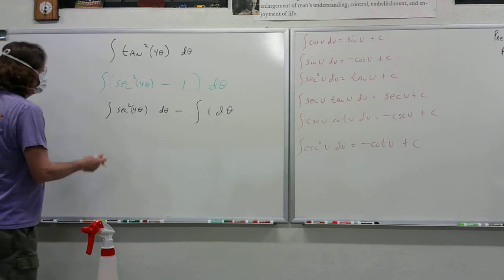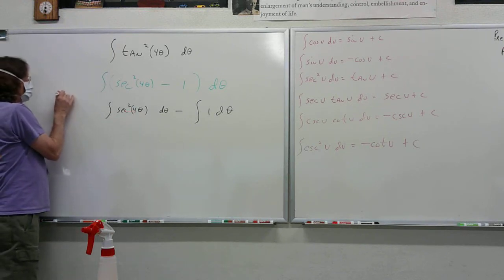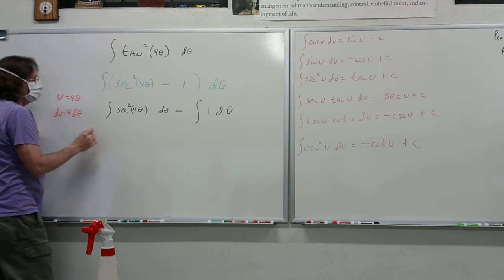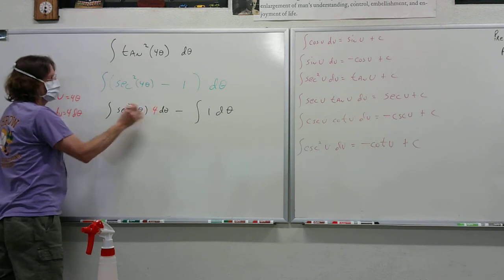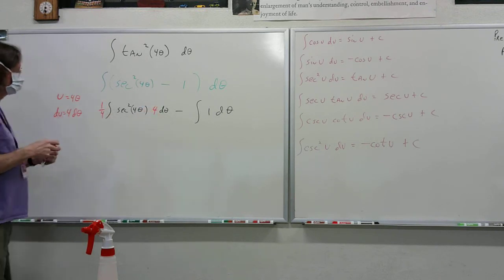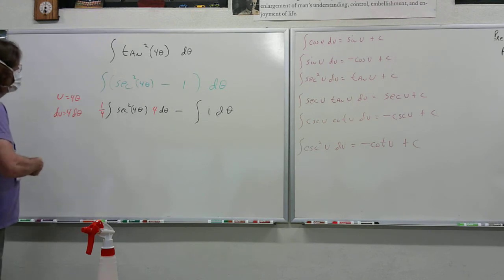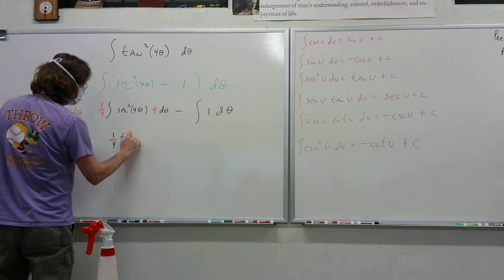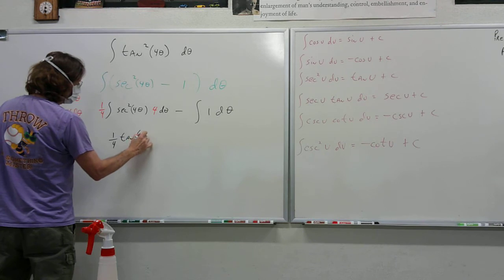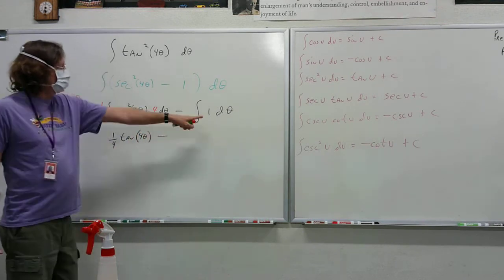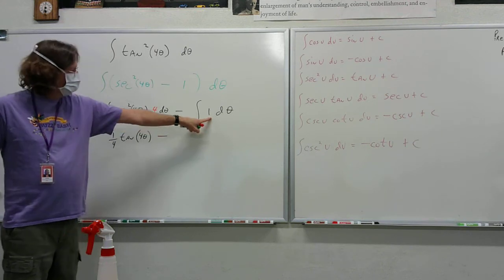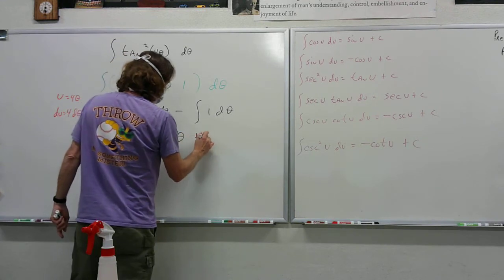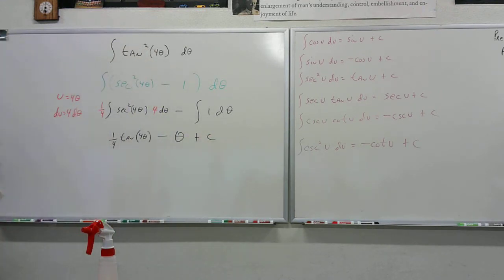To do this one, what do you think the u is? 4 theta. So what's the du? 4 d theta. What are you going to put right here? 4. Yeah. And then you get 1/4 tangent 4 theta minus, and then what do you get when you integrate just a plain old 1? X. Or x, but in this case you would get what? Theta. Theta, because it's d theta. And that's what you took the derivative of to make that work.